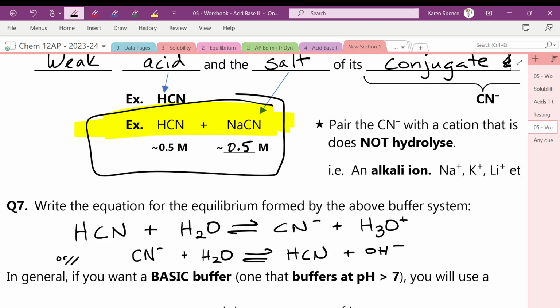And yes, always get rid of your spectator ions. You don't want sodium kicking around, cluttering up your equation, making it confusing and complicated. Okay? Oh, very good.